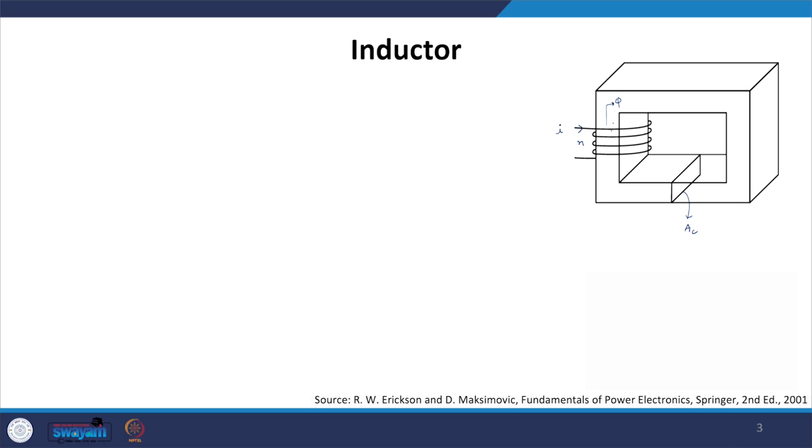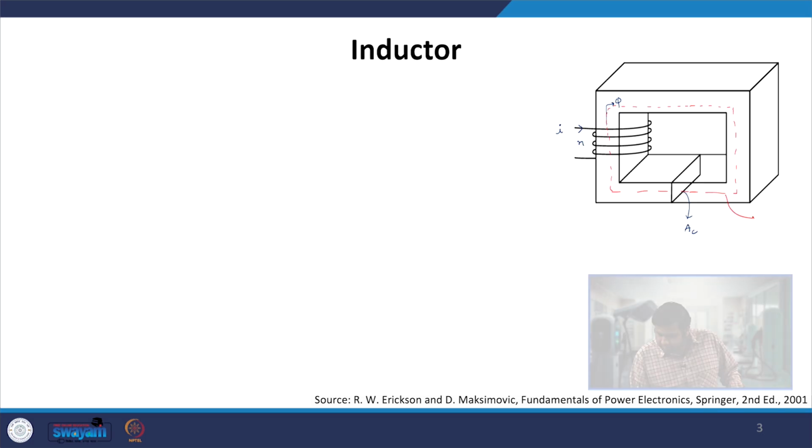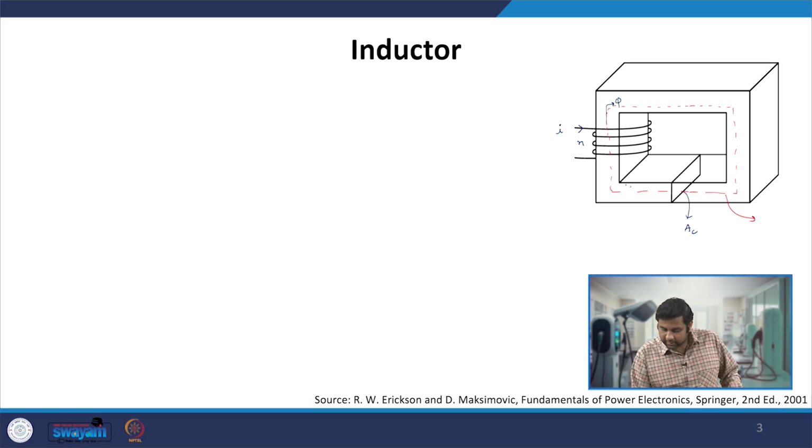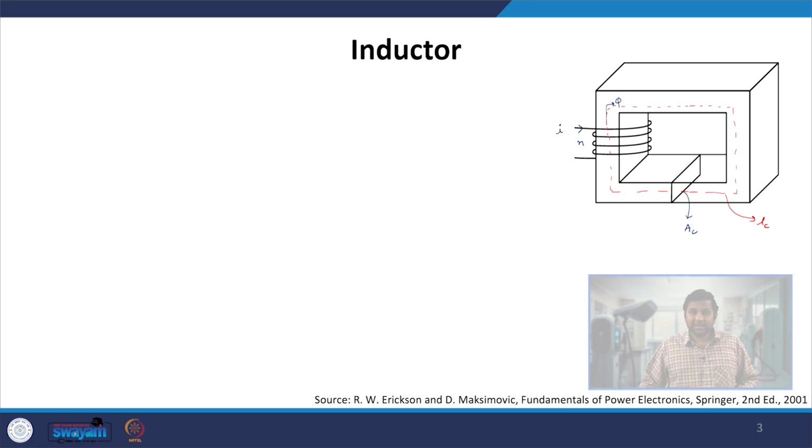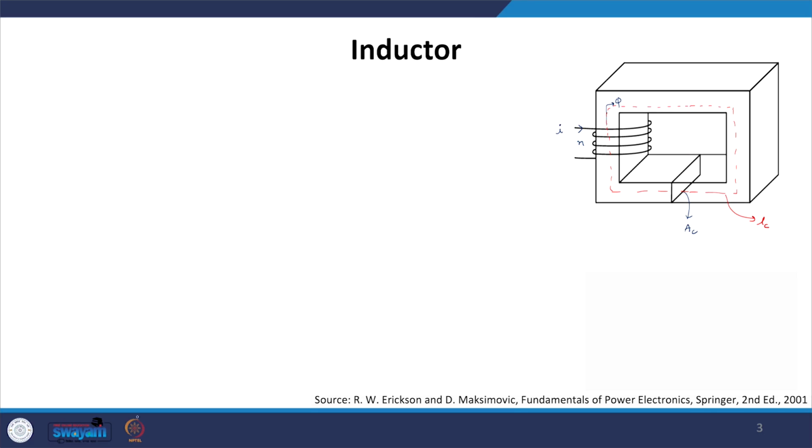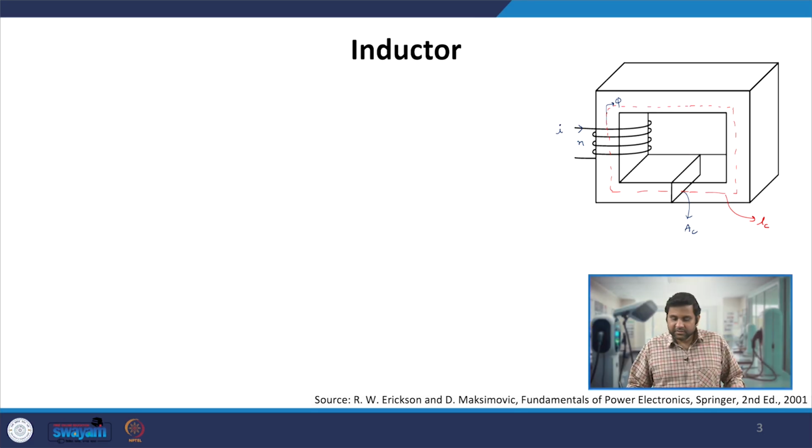Now, in this we can then define one more term, which is called the magnetic path length. It is the length of this red color line, which is given as Lc, the magnetic path length in the core. And then let us try to calculate what is the inductance of this particular structure.